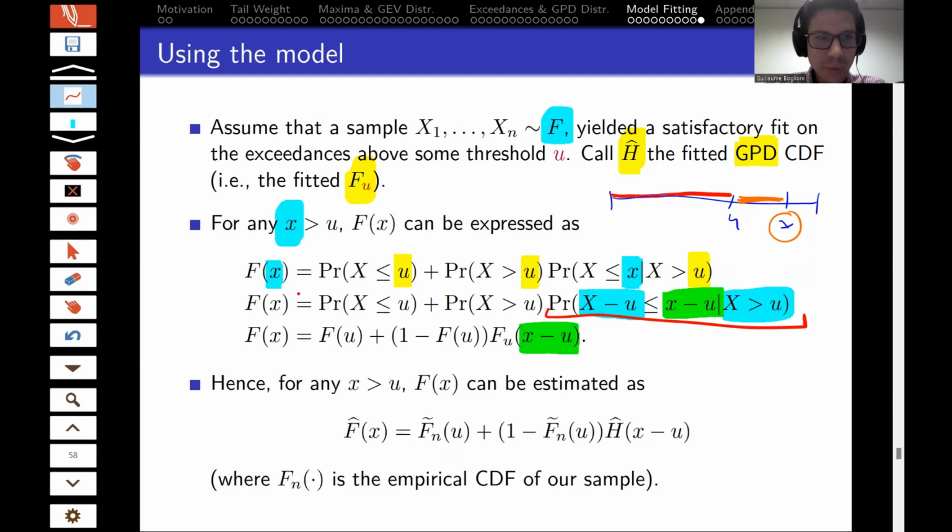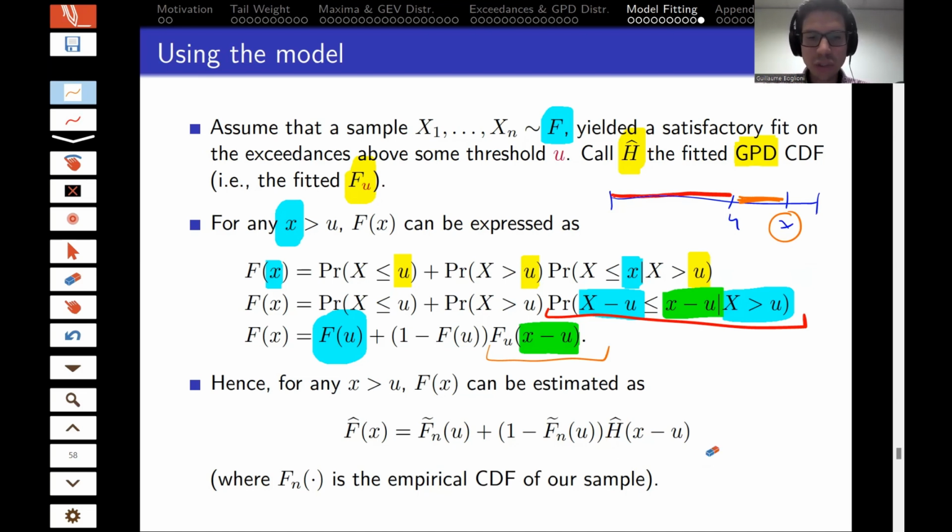You replace F_u by F_n, the empirical CDF. And you replace, and it's here as well, 1 minus F_u, you replace F_u by the empirical CDF of your data. And then you replace F little u by your model because you fit it. You fitted exceedance data to the GPD. So you replace F little u by H hat, because H hat is exactly a model for the exceedance data over u.